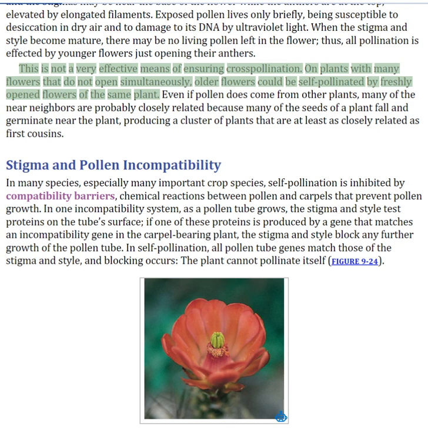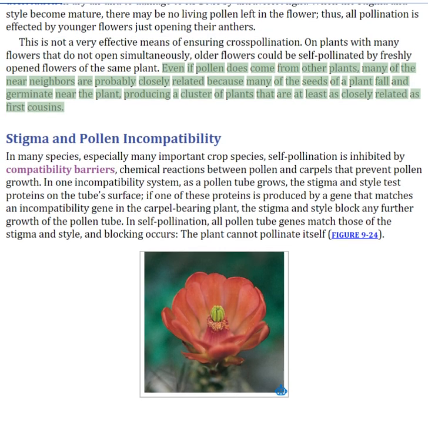On plants with many flowers that do not open simultaneously, older flowers could be self-pollinated by freshly opened flowers of the same plant. Even if pollen does come from other plants, many of the near neighbors are probably closely related because many of the seeds of a plant fall and germinate near the plant, producing a cluster of plants that are at least as closely related as first cousins.